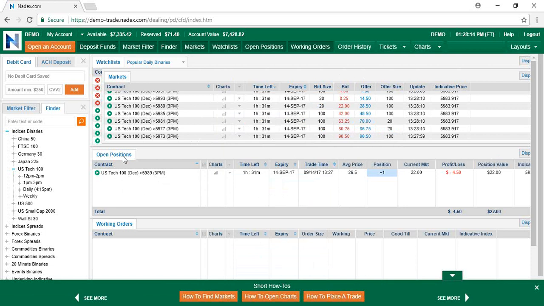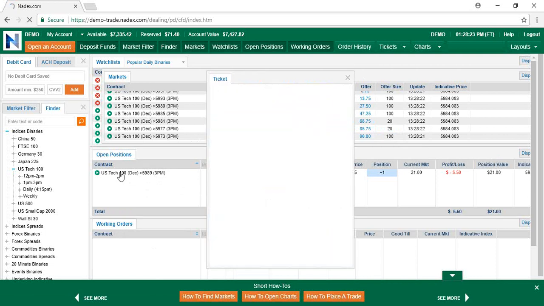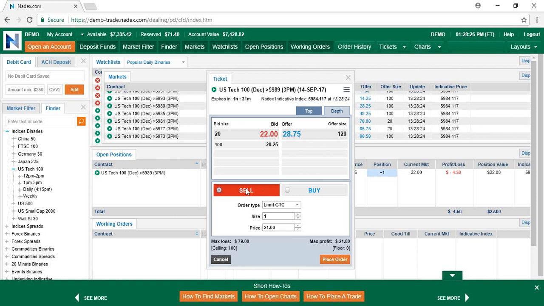Well, notice right here in the open positions, I have that position, right? Notice another section down here called working orders. You see that? So if I were to click this, it automatically opens up a ticket marked sell. Like I said, it fills in the price with the current price. But I don't want to sell it at 21. I don't want to sell until where? 50, right? So all I have to do is change that to $50, okay? And then I say place order.